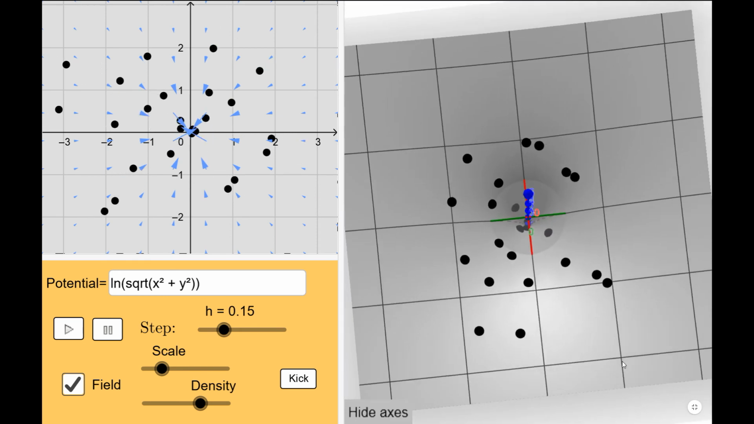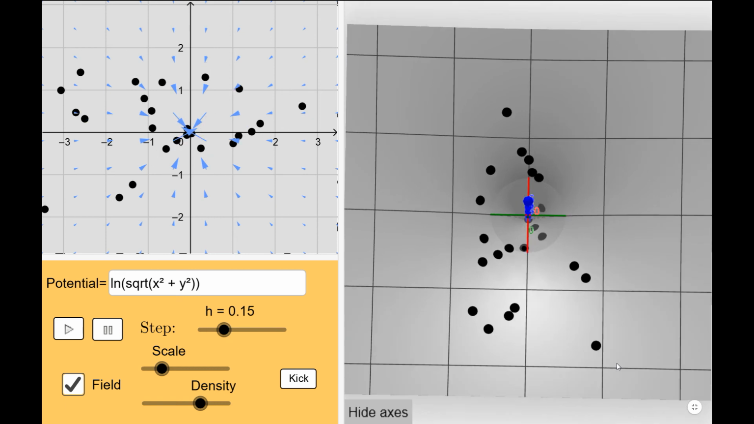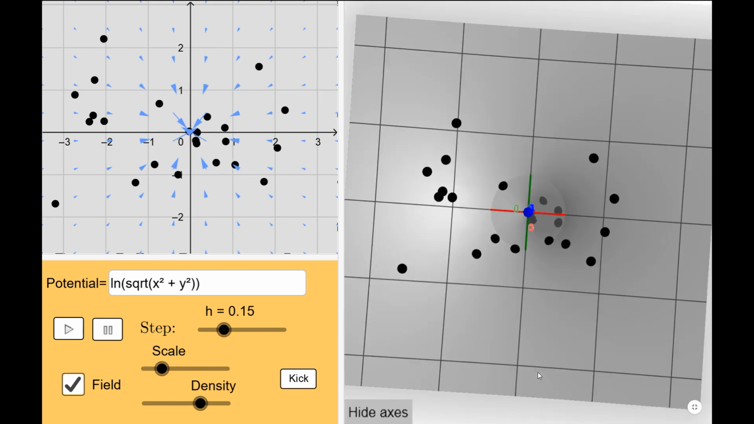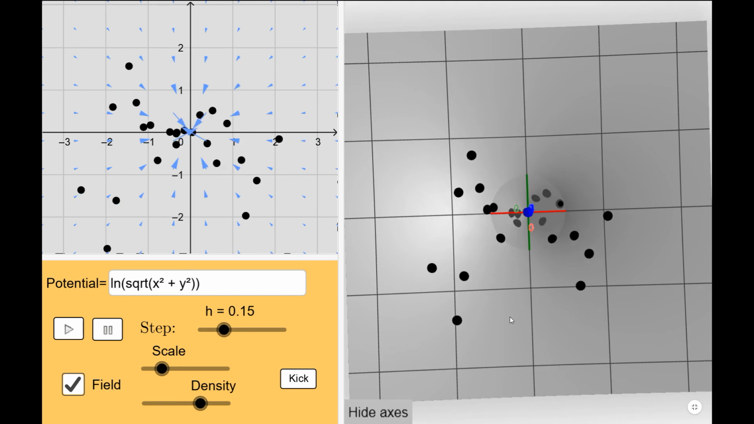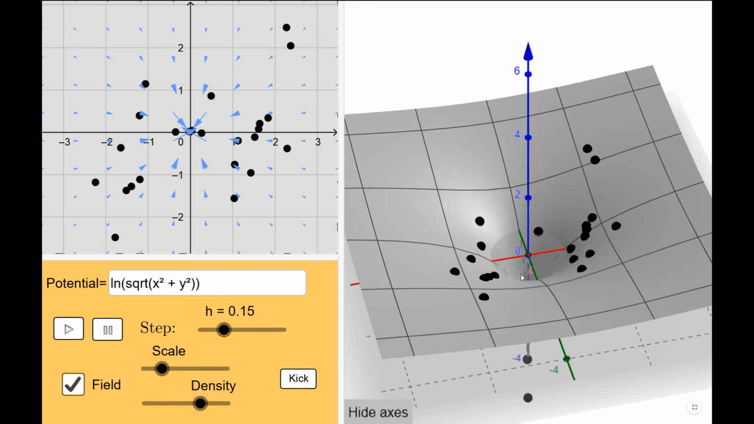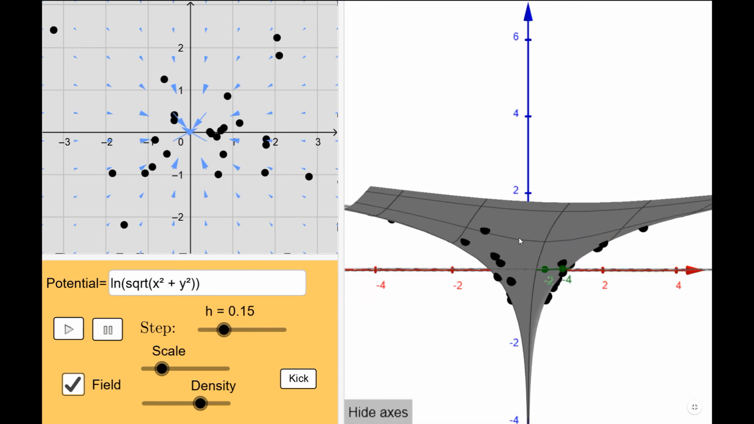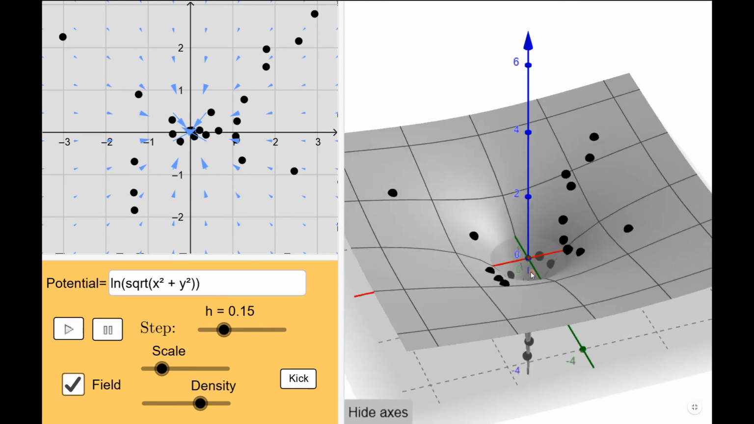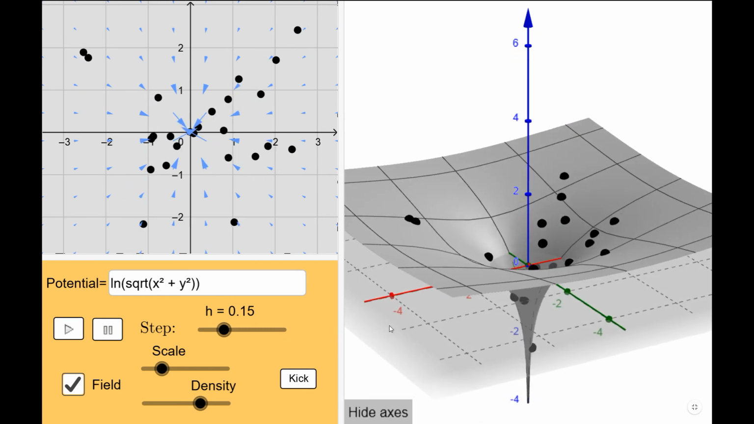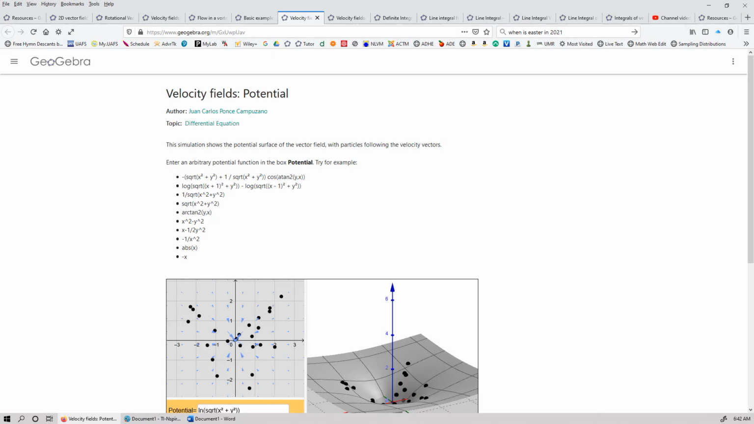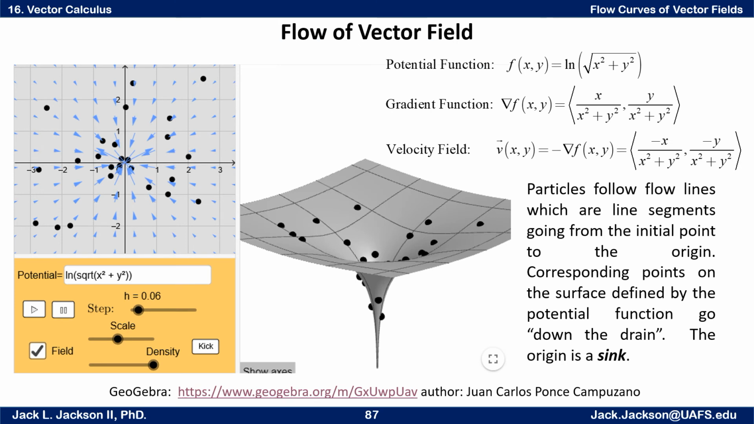So if you look at it straight from above, if I get it oriented the right way, let's see, this way. These two graphs are essentially the same. And you can see what's happening there as they're going down the drain. So it gives you an idea of what a sink looks like. Okay, so we have that.